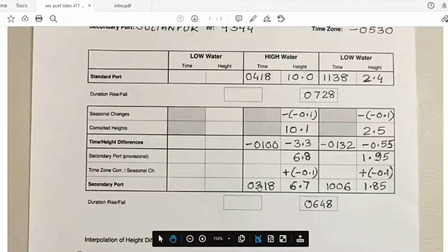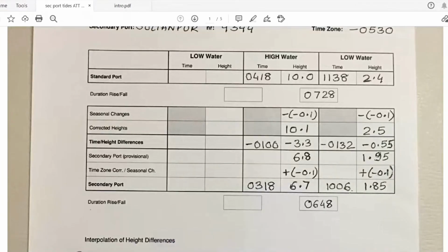How did you get the duration? The time interval between this high water, 318, and the time of low water, 1006. The difference between the two will give you the duration. Do it step by step. Wherever you are getting stuck, just let me know and we'll get it clarified for you.